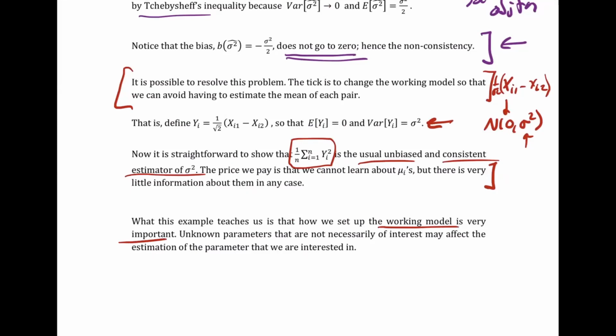Unknown parameters that are not necessarily of interest may affect the estimation of the parameters we're interested in. So if you have a model and you've got a bazillion parameters, you say, I'm only interested in the first one. You have to be careful because trying to figure out what those other ones are may indeed affect what you're trying to do to estimate that one particular parameter.